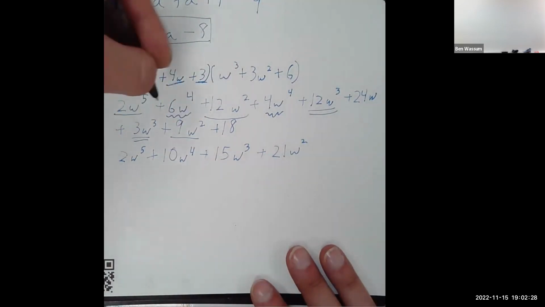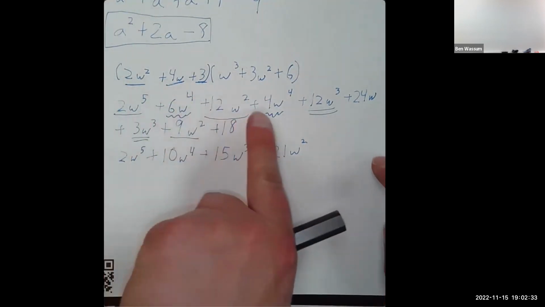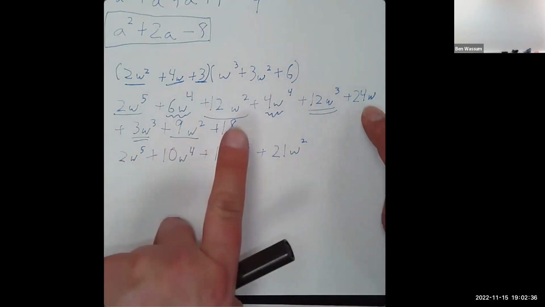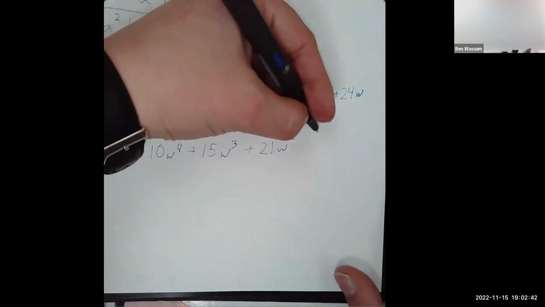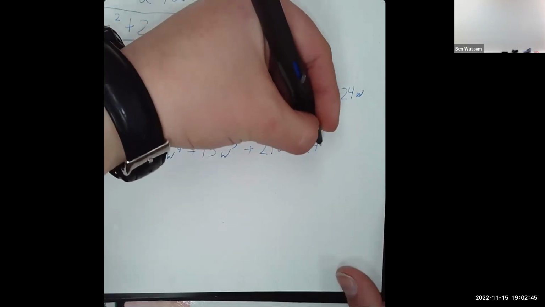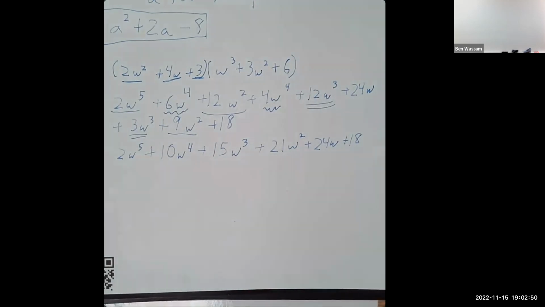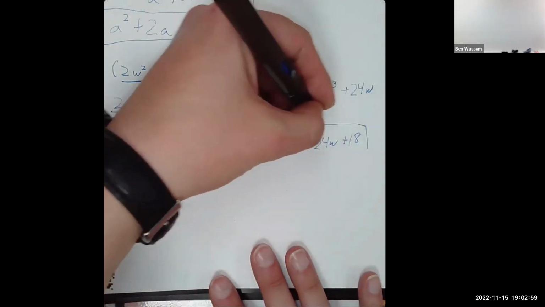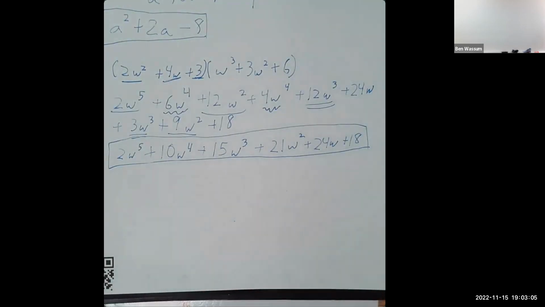What else do I have that I haven't touched? Only the things I haven't underlined, right? So my eyes just glaze over all of these. I see one thing and I see another thing. These aren't like terms. I have nothing that goes with them. So they're just going to take up the end. 24w plus 18. So I ended up with a total of 6 terms. Ugh, right? But it works.